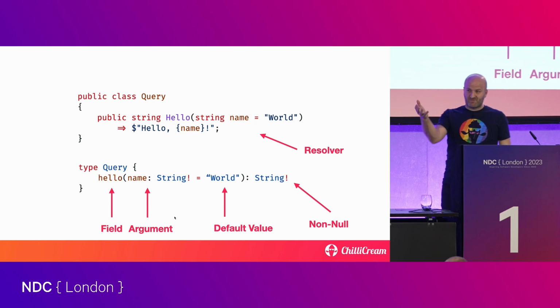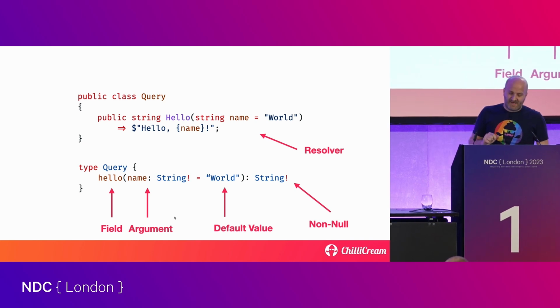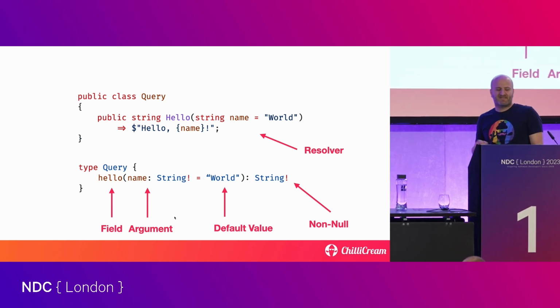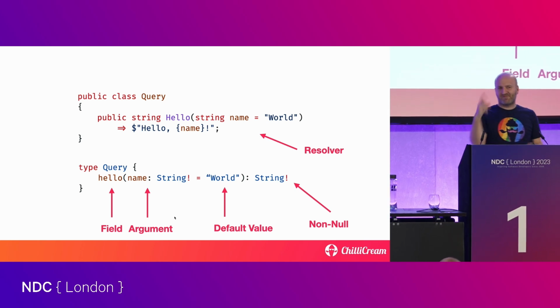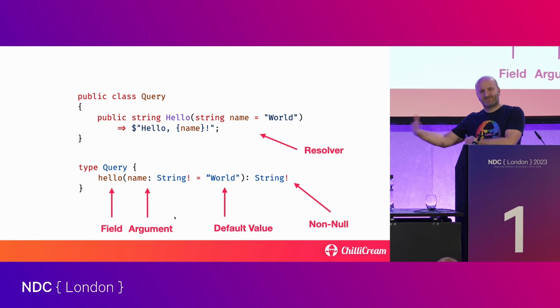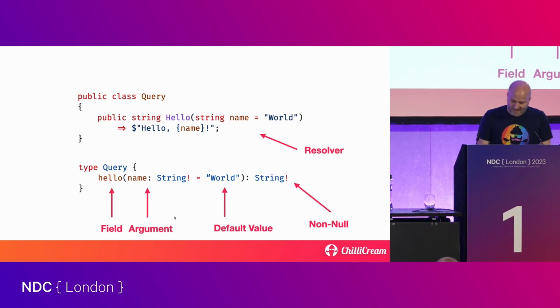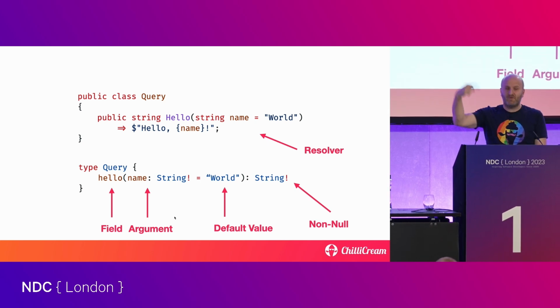By default, a GraphQL type is nullable, and the exclamation mark makes it non-nullable. So it's reversed to C#, where we have the question mark to make something nullable. In GraphQL, we need to make something non-nullable.